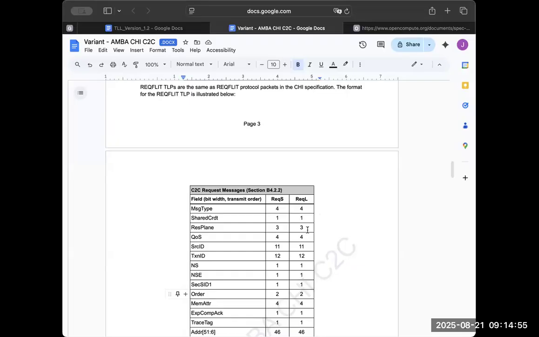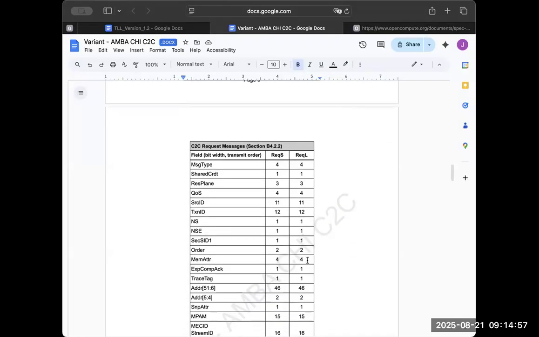I think in our tables, what we typically do is the first transmitted signals or fields are at the bottom of the table as you go up. And here I'm doing it in the same order that C2C is doing it, in transmit order. I think it's from the low order bits to the high order bits, and only including the bit widths, rather than the overall packet bit position.